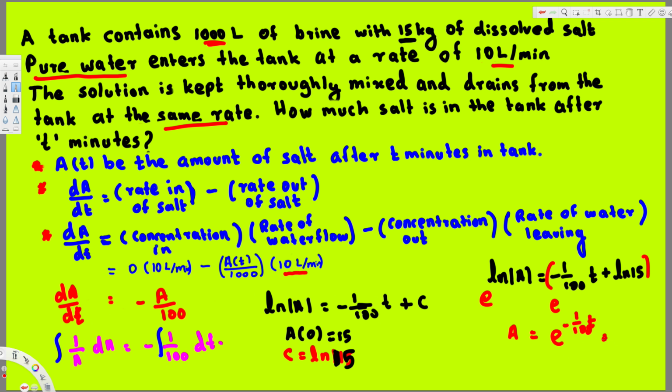Not plus, multiplication. This is a general mistake. When the powers add, it will multiply, right? So e^(-t/100) multiplied by e^(ln 15), and here also e and ln cancel each other. So finally we end up with A = 15e^(-t/100), and this is going to be the particular solution for this differential equation, and this is going to be the amount of salt after t minutes, right?